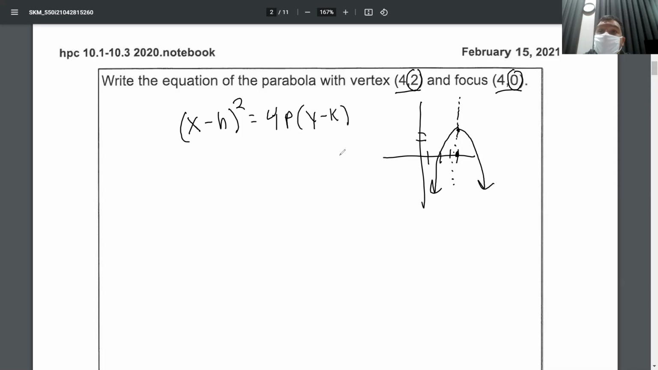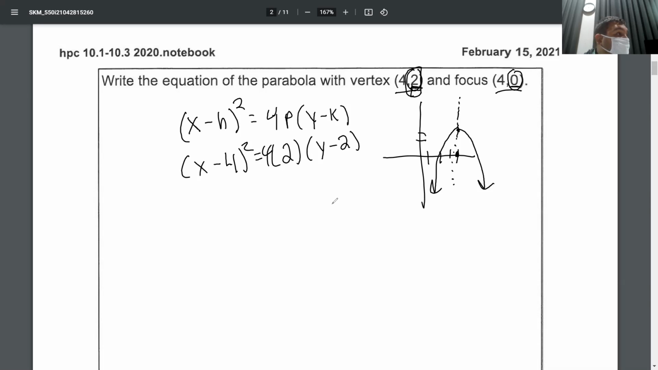Now we can plug in points. Well, we actually know what P equals, because P is the distance between the vertex and the focus. What's the distance here? 2. So 4 times 2, times y minus, we actually know what the K or the y value of the vertex is, 2, equals x minus, we know the x of the vertex, 4, squared.